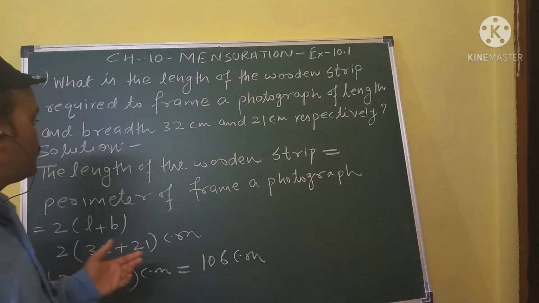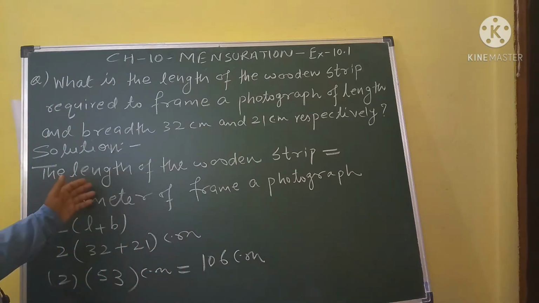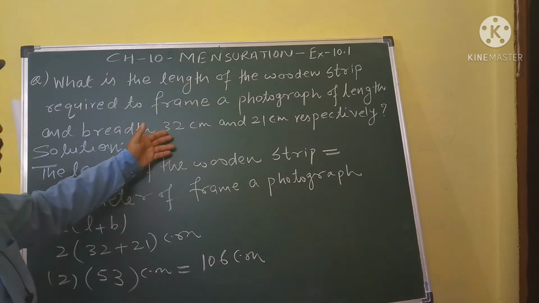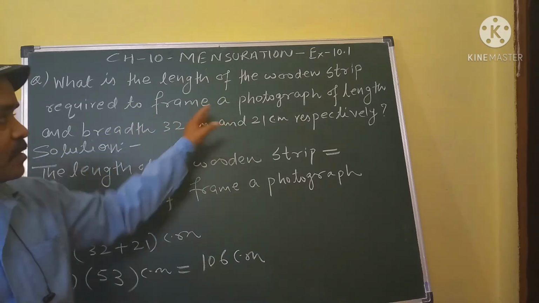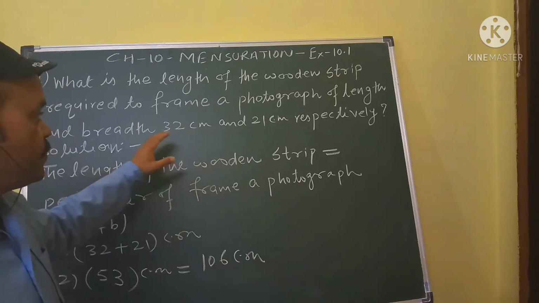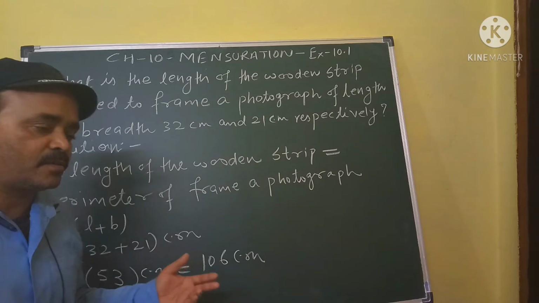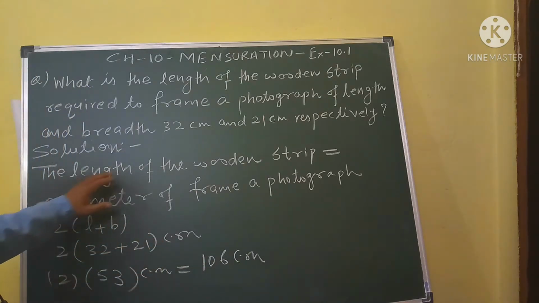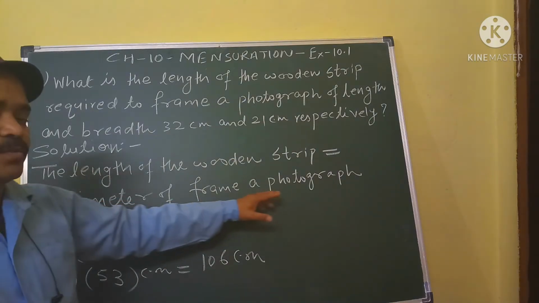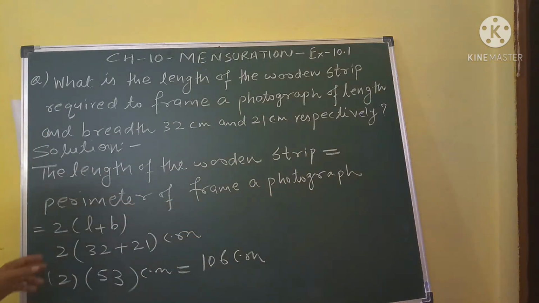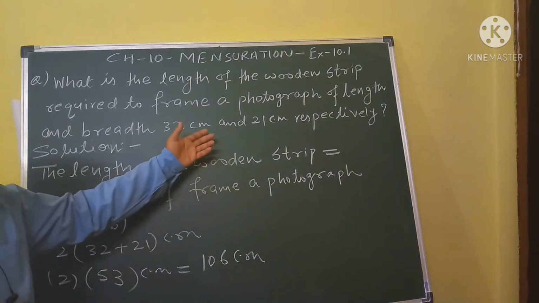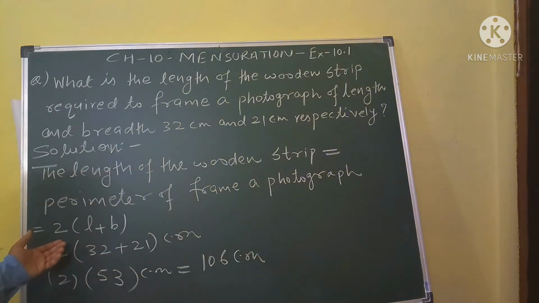So what will you do? According to the question, the photograph is in a rectangular frame, so we will apply the perimeter of the rectangle. So the length of the wooden strip is equal to the perimeter of the frame of the photograph. Now look here, the photograph is in the form of a rectangle, so the perimeter of a rectangle is equal to 2 into (L plus B).